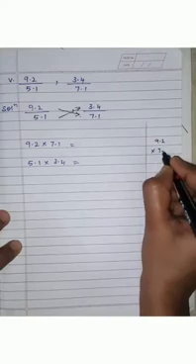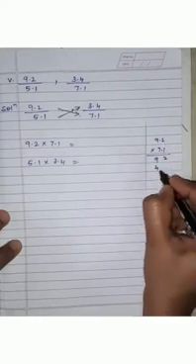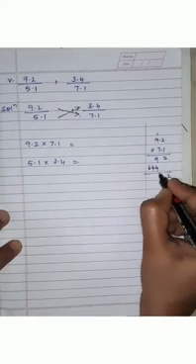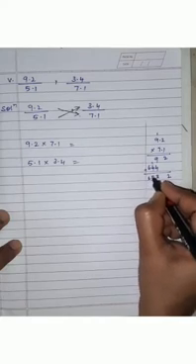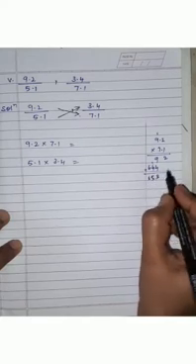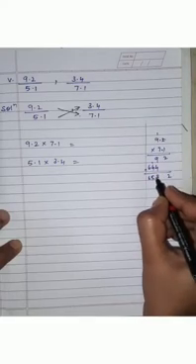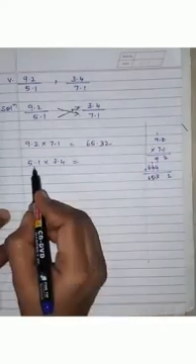9.2 upon 7.1. 2 1s are 2, 9 1s are 9, 7 2s are 14, carry 1, 63, 64. Okay, so here when we add, we get 13 carry 1, 5, 6, so 65. But here there is a decimal point after two numbers, so the decimal point will come here. So that is 65.32.